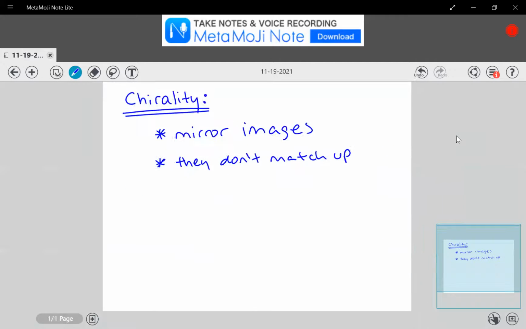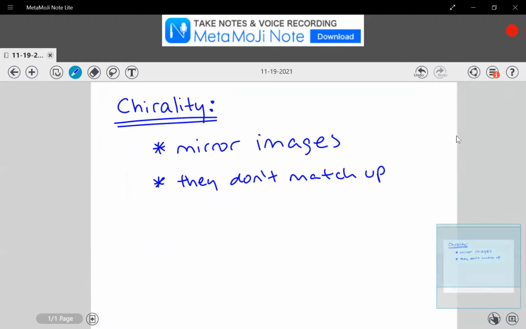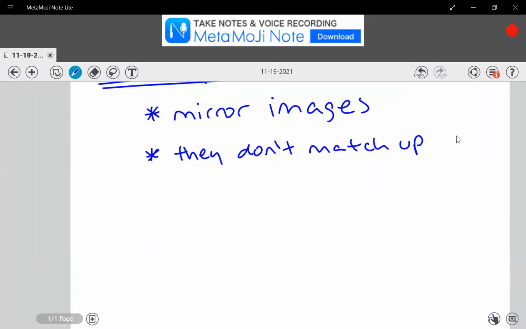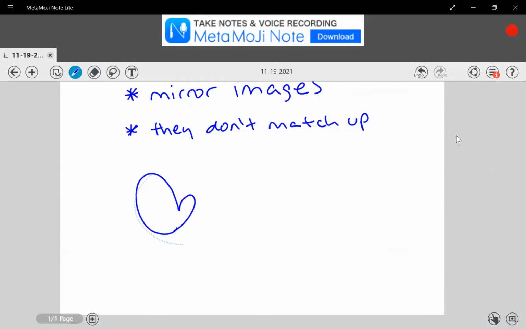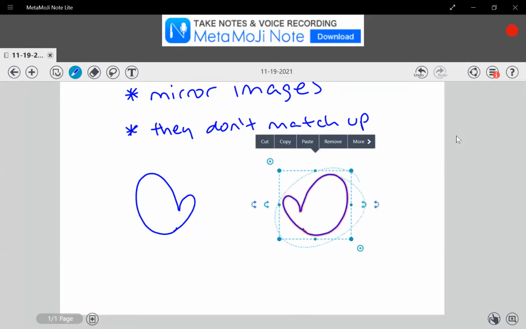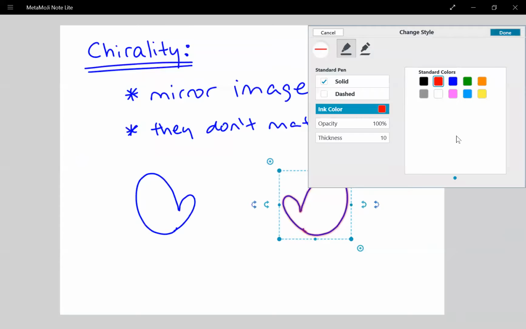So let's just start with an example. Let's say we've got, I think the example they gave were hands, but we'll start with hands, then we'll use a molecule. Got one hand here. I'm gonna copy, paste, switch it over. Another hand here. And let's change the color. This one red.